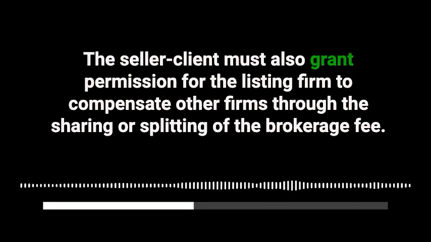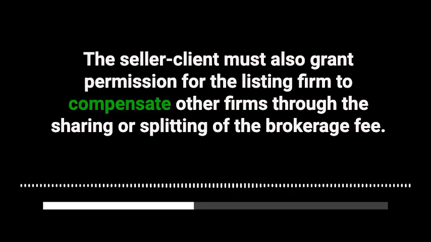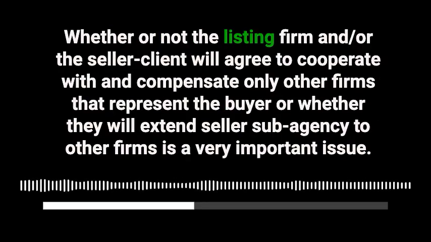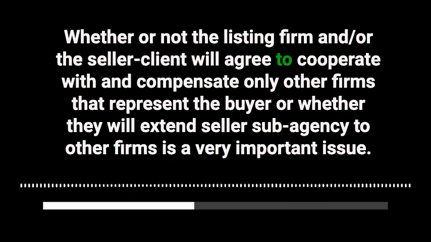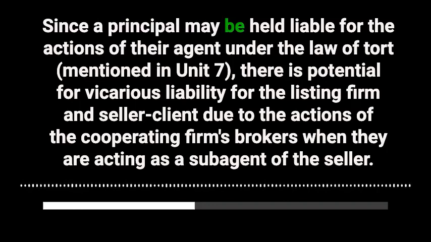The seller client must also grant permission for the listing firm to compensate other firms through the sharing or splitting of the brokerage fee. Whether or not the listing firm or the seller client will agree to cooperate with and compensate only other firms that represent the buyer, or whether they will extend seller subagency to other firms is a very important issue, since a principal may be held liable for the actions of their agent under the law of tort. There is potential for vicarious liability for the listing firm and seller client due to the actions of the cooperating firm's brokers when they are acting as a subagent of the seller.